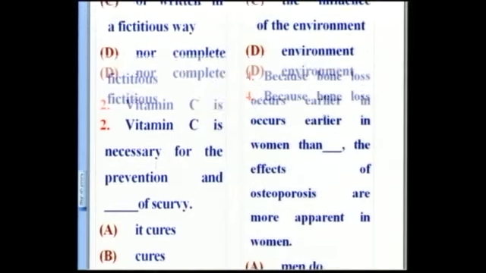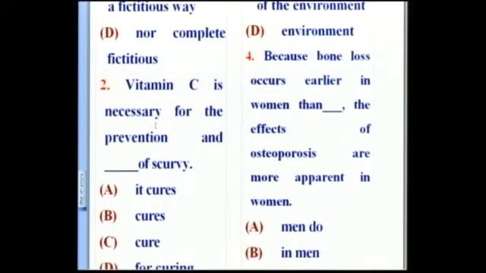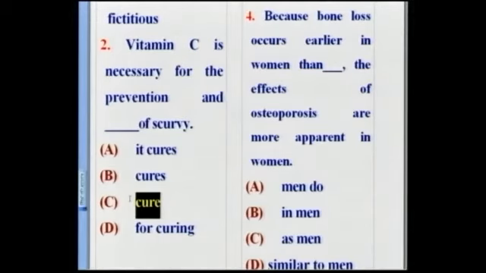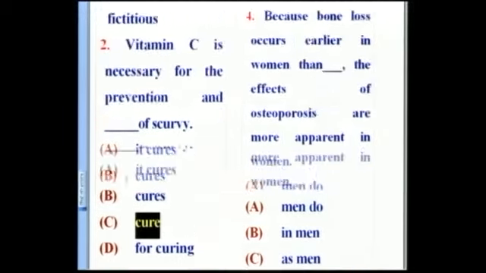Let's look at number 2. Vitamin C is necessary for the prevention and... Since I said "prevention and," I have to use a word like prevention, which is a noun, so "and cure." Cure is the only noun here. "And cure of scurvy." Scurvy, excuse me, I forgot, but it's the disease that comes from a lack of citrus fruit.